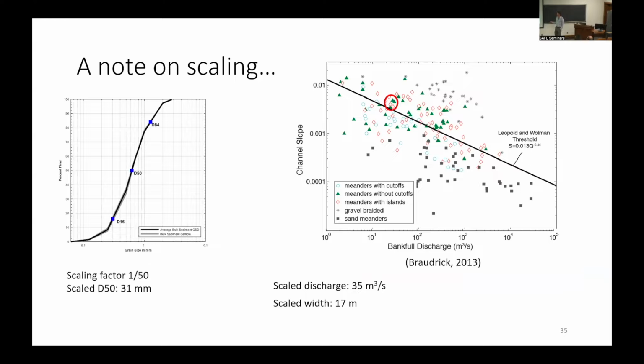This is a compilation of gravel bed meandering slope and bankfull discharge measurements that Christian Broderick put together as part of his dissertation. And our scaled values fall within the range, pretty close to his Leopold and Wolman threshold. So we feel like this is reasonable for a gravel bed meandering channel that we're trying to simulate in a scaled down model.